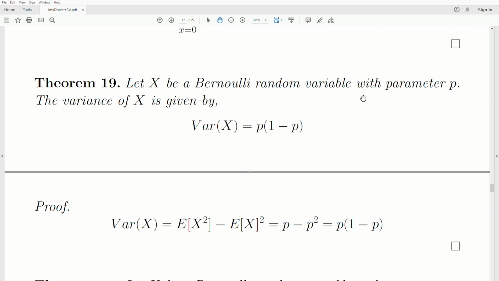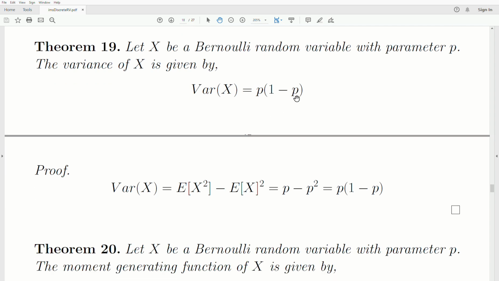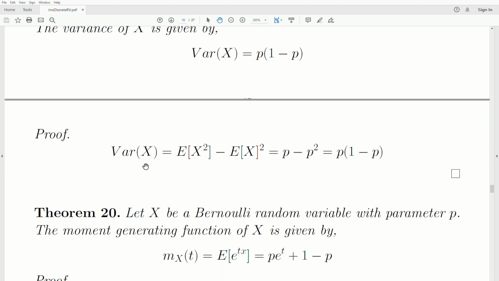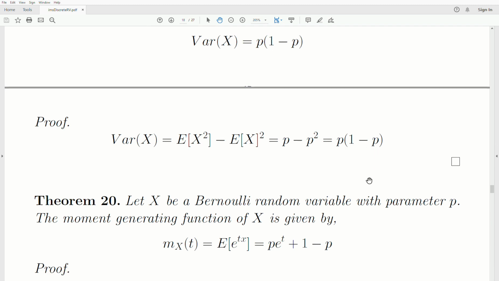Let x be a Bernoulli random variable with parameter p. The variance of x is given by p times 1 minus p. You'll often see this written as pq, because it's easier to write q than it is to write parentheses 1 minus p. So the proof is this: the variance of x is equal to the expected value of x squared minus the mean quantity squared. So you plug in the values that we obtained earlier, you factor out a p, and you get p times 1 minus p. That's what we wanted to show.